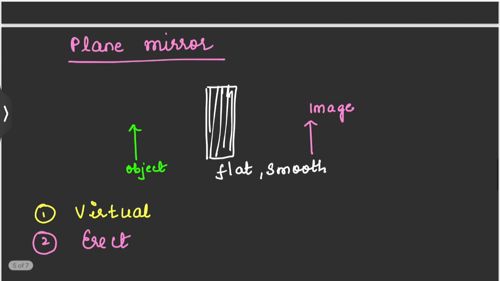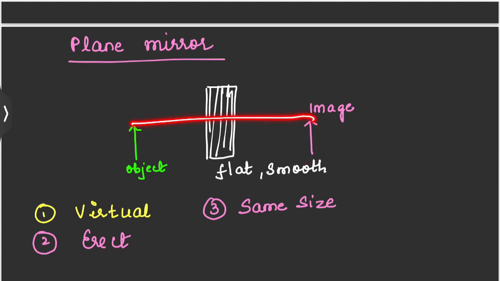And the third important point is that the image formed will be of the same size as the object. So the size is the same. Here you can see this is the size of the object, and the image also will be of the same size. You will not see a smaller or a bigger image. The same size image will be formed as that of the object. So this is the third important point.